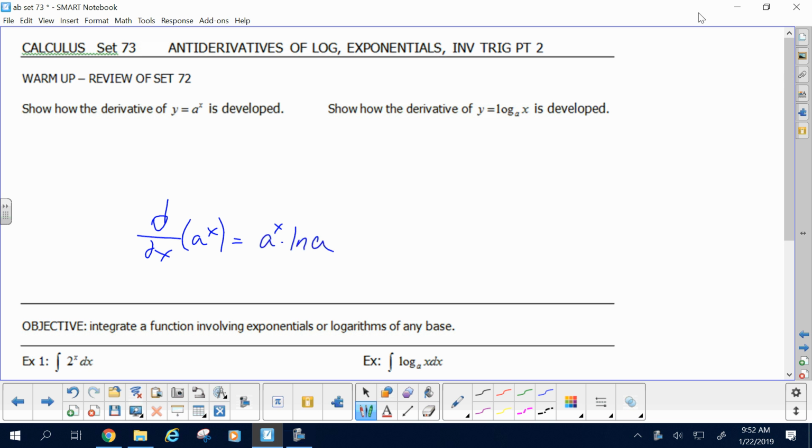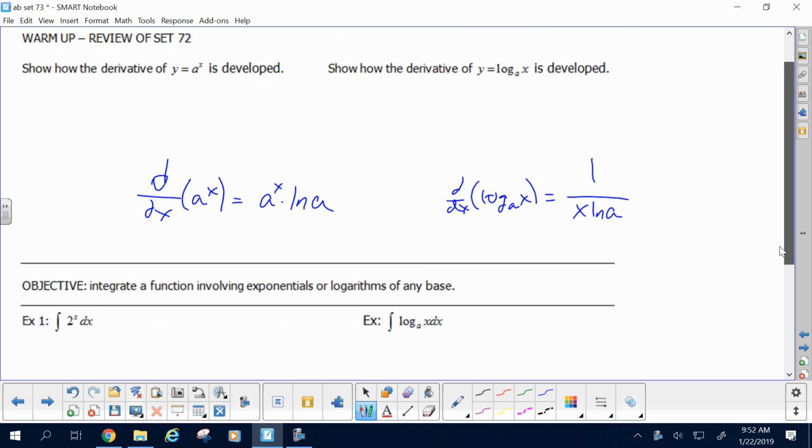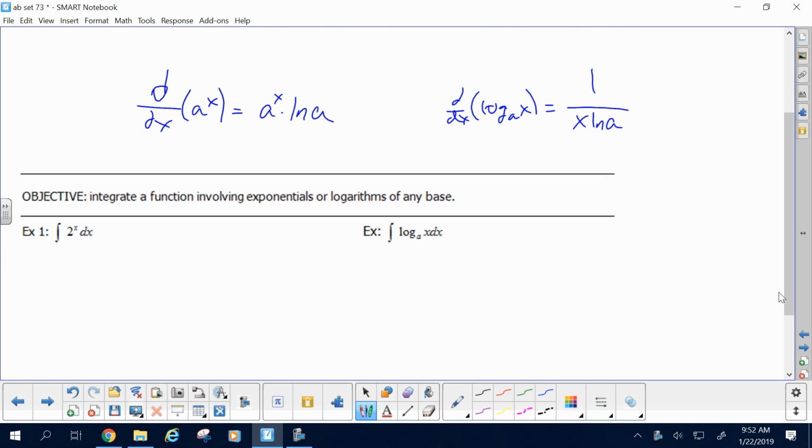Reviewing. The derivative of an exponential, which we learned in set 72, is a to the x times log of a. What's the derivative of log base a of x? 1 over x natural log of a. Now, one of these will be handy in today's lesson: integrating exponentials. Instead of taking the derivative of an exponential, how do you take the antiderivative of an exponential? And if you know the derivative rule, then you're in good shape for the integral rule.